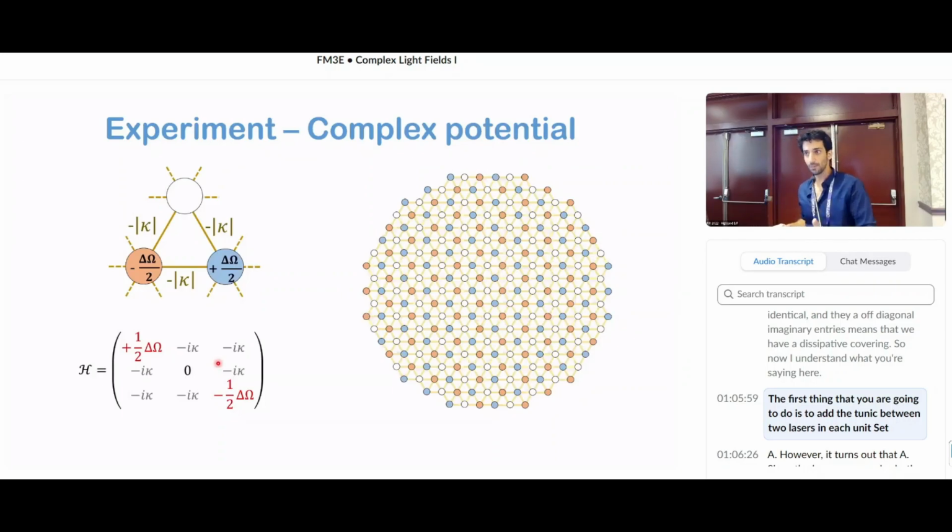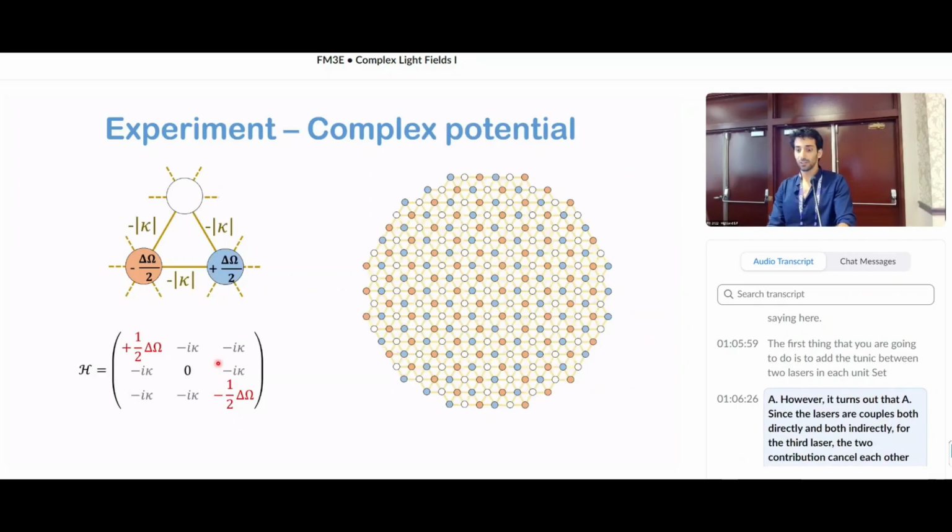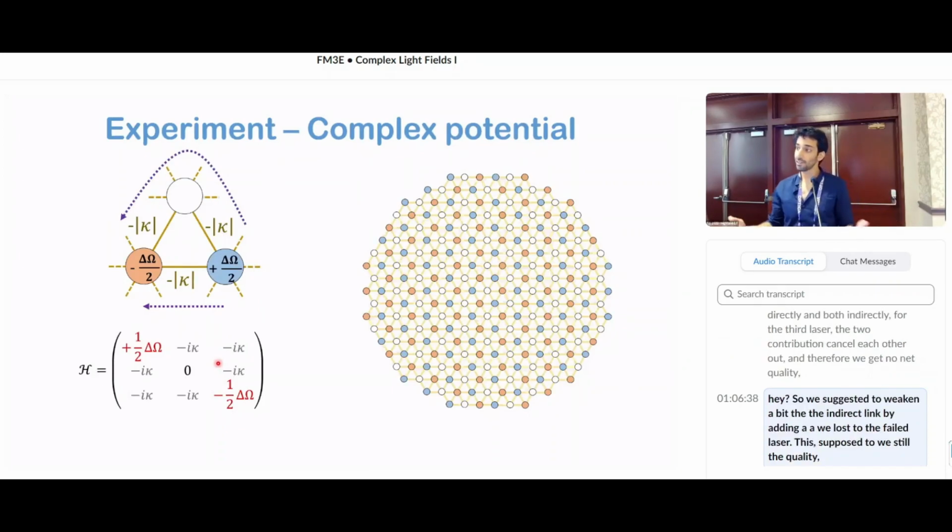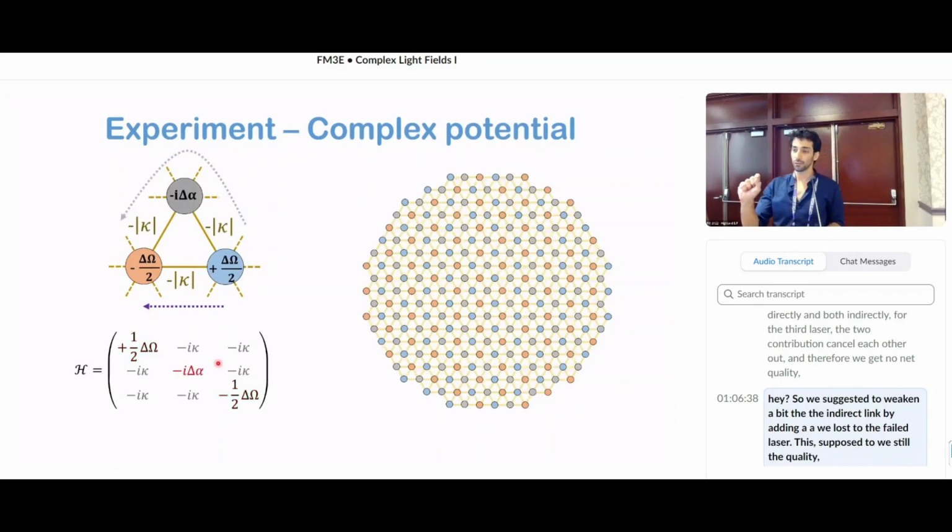So naively, we expect that detuning might insert directionality to the system and therefore chirality. However, it turns out that since the lasers are coupled both directly and indirectly through the third laser, the two contributions cancel each other out, and therefore we get no net chirality. So we suggested to weaken a bit the indirect link by adding a weak loss to the third laser. This is supposed to restore the chirality.